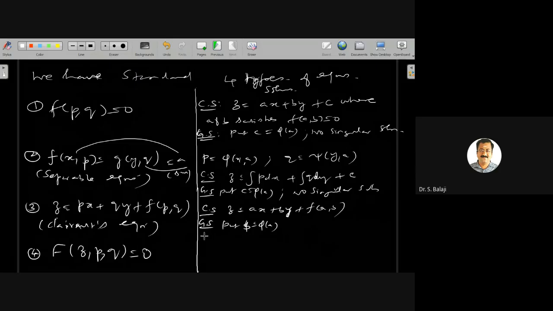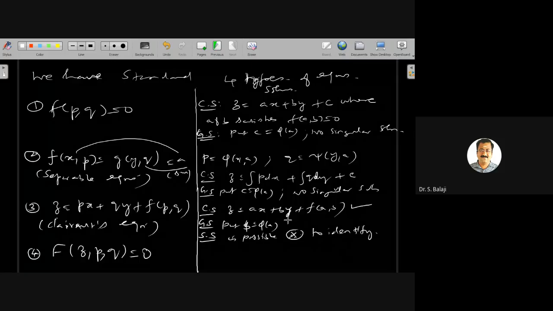For this type of problem, a singular solution is possible. That is very important to identify. For Clairaut's equation type only, you have to identify the singular solution, importantly by eliminating the arbitrary constants a and b in the complete solution.